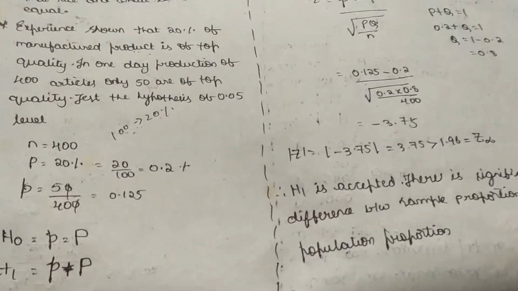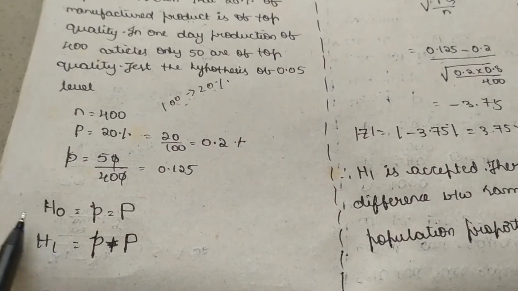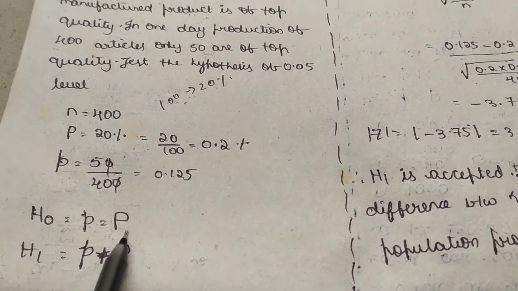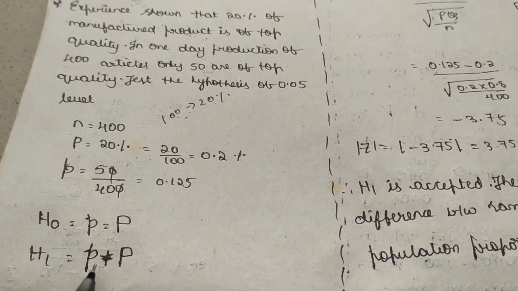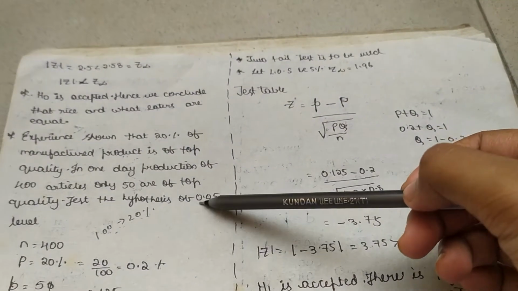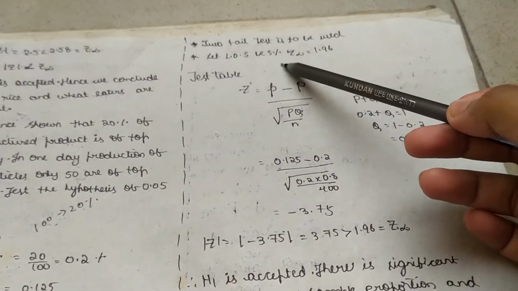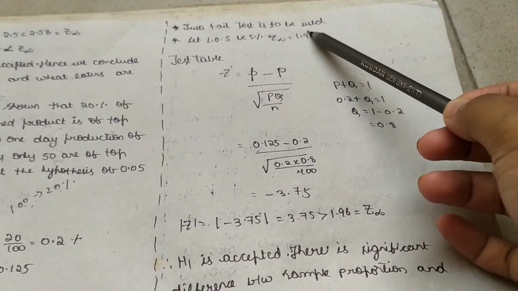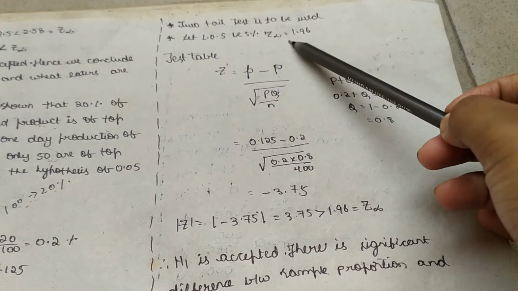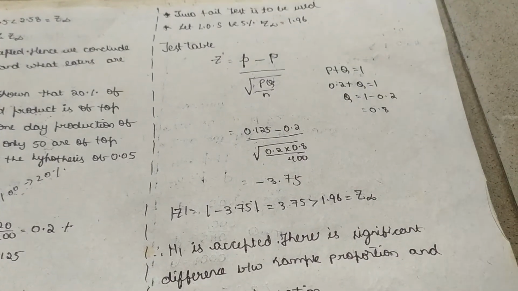So as I already told you, the null and alternative hypotheses: H naught is small p equals capital P, and H1 is small p does not equal capital P, where a two-tail test is to be used, and the level of significance 0.05 is given. So for the Z alpha value, I told you all to remember this 1.96 value for 5%, and for 1% it is 2.58.